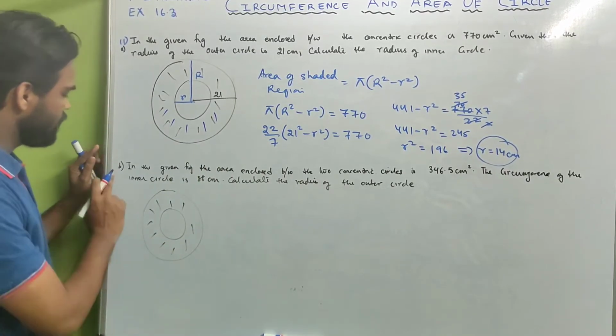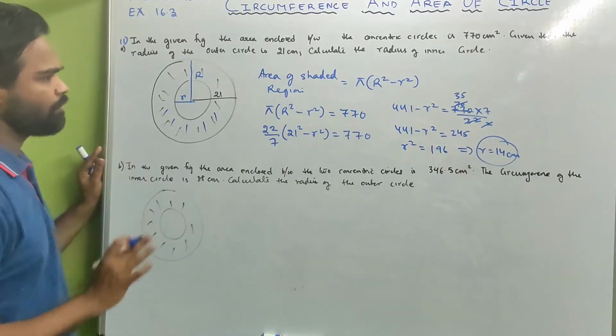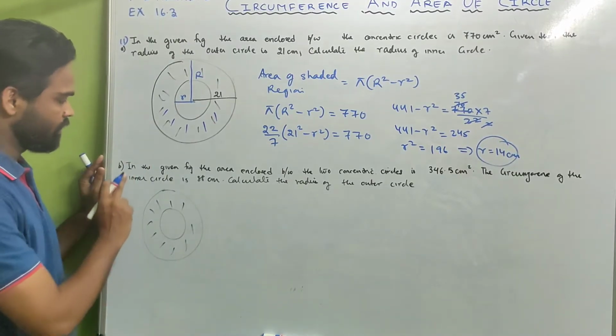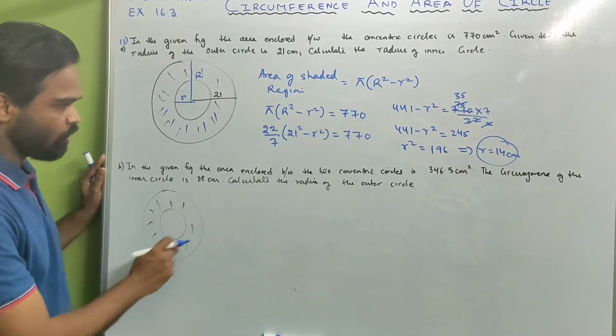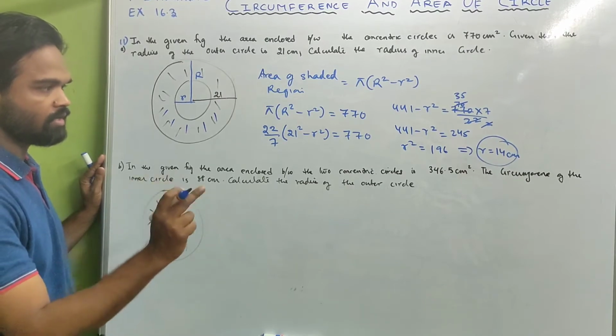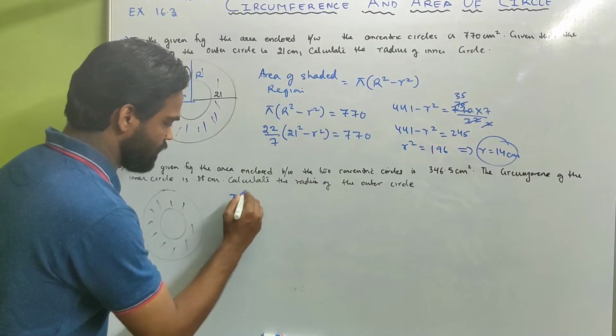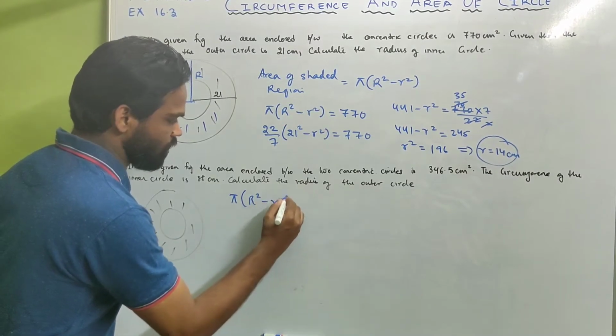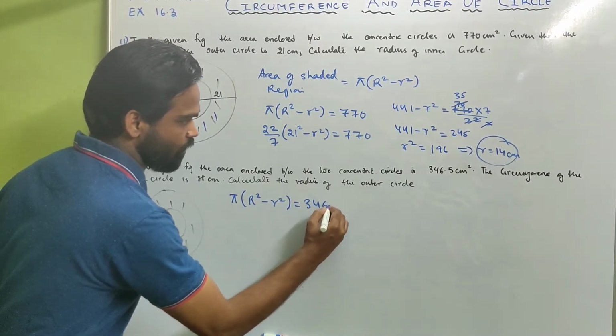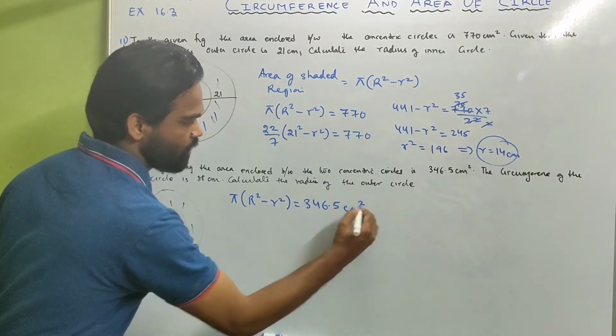Done. Let us see part B. Similar to the previous one, okay? I'll just give the hint. In the given figure, the area enclosed between the two concentric circles is 346.5 centimeter square, which means again pi (capital R square minus small r square) is 346.5 centimeter square, isn't it?